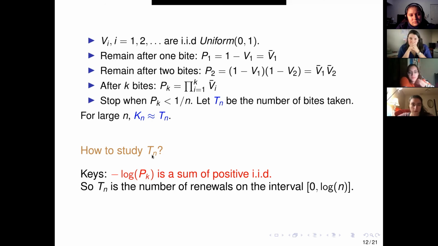And Tn is basically how many. So you have a process starting from 0, and you're going to have these jumps. It's positive, so you can only increase. And I will stop this process when I go over minus log of 1 over n, which is log n. So I have this process with independent random jumps, and I stop the first time that I go over log n.